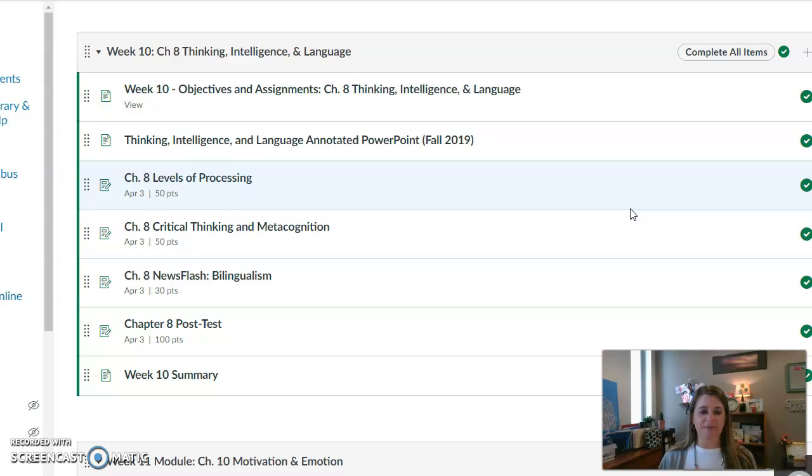So it's an interesting chapter, and I think it puts together very nicely what we've just been learning about with the chapter on learning before spring break. And then, of course, the past week on memory kind of puts it together for you.